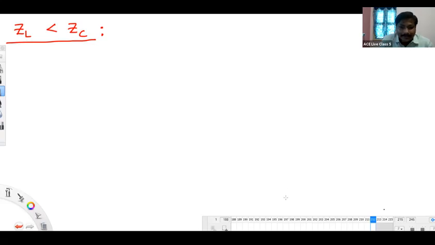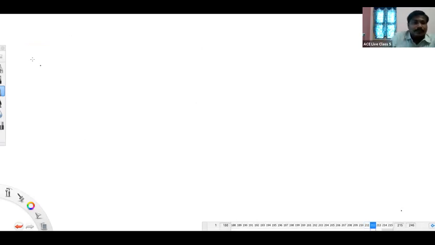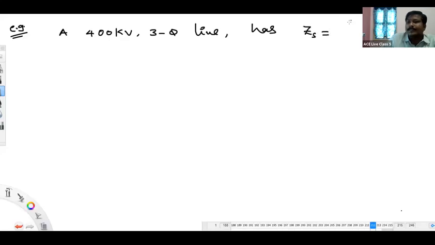All of you understood the point? For further clarity, just listen. For example, I have a 400 kV, three-phase line that has a surge impedance value, I'll say, of 250 ohms. Can you calculate what is SIL here?